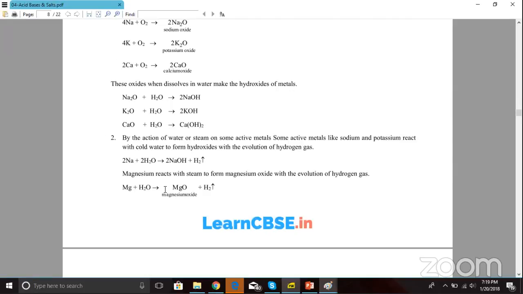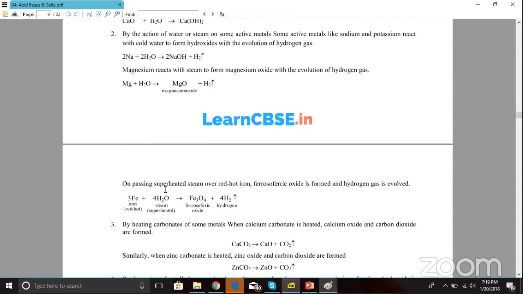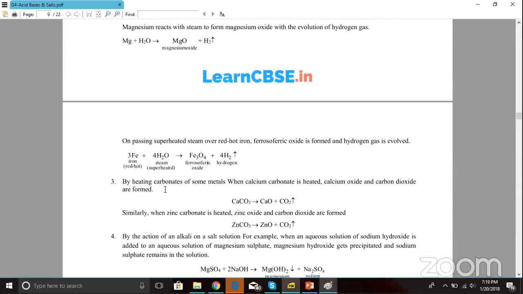The magnesium reacts with the steam. Magnesium cannot react with cold water. It can react only with steam. Steam is nothing but water vapor, H2O in the form of gas. So when magnesium reacts with steam, it forms magnesium oxide plus hydrogen. Magnesium oxide is insoluble, so we cannot react it with the water.